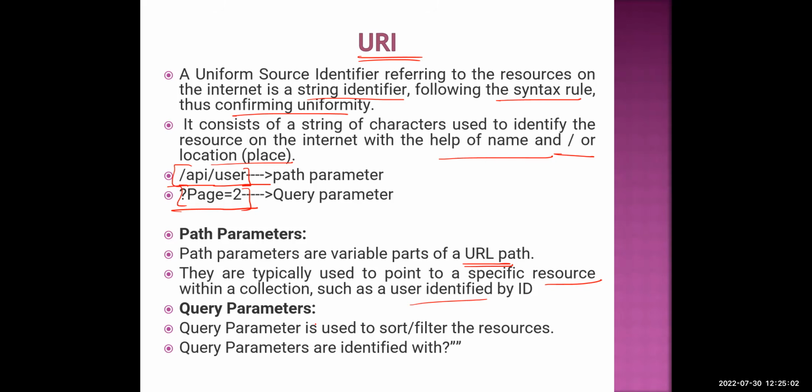So query parameter means what? It is like some information or some request or some query that we are able to pass, and we are just expecting that kind of response we should get from the server. So query parameter is used to sort and filter the resource. And query parameters are identified with what? Question mark. Remember this point.